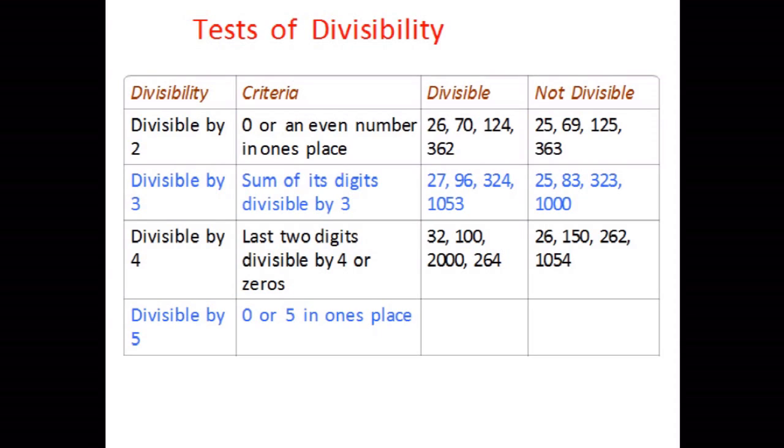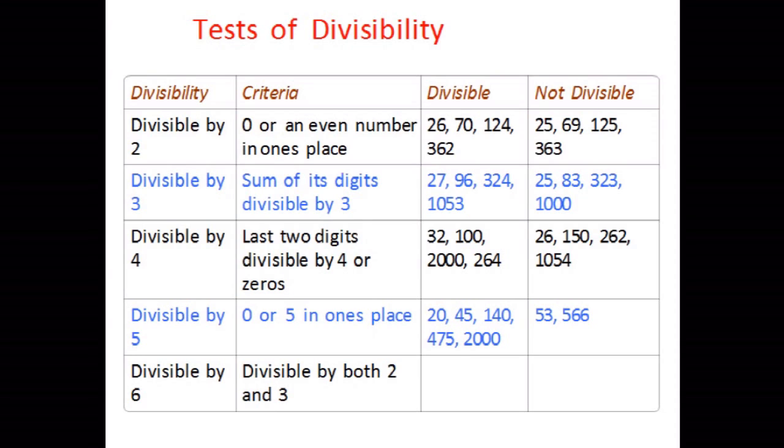Now divisibility by 5. It's very easy. It's like a table of 5. 5, 10, 15, 20 and so on. So what you need to have is either 0 or 5 in one's place, and then the number will be divisible by 5. So here are some examples. 45, 475, 2000, whereas 53, 566, these are not divisible by 5.